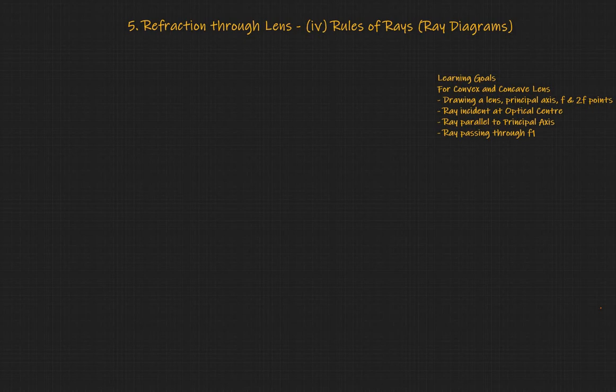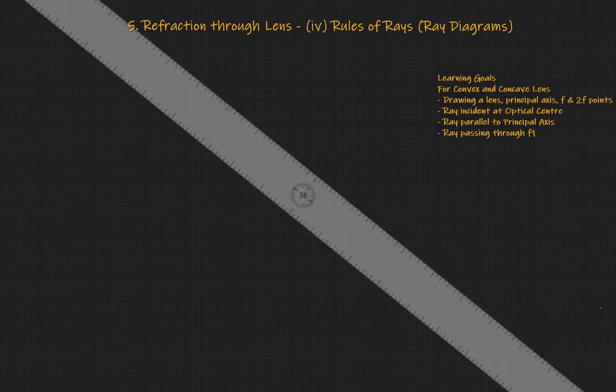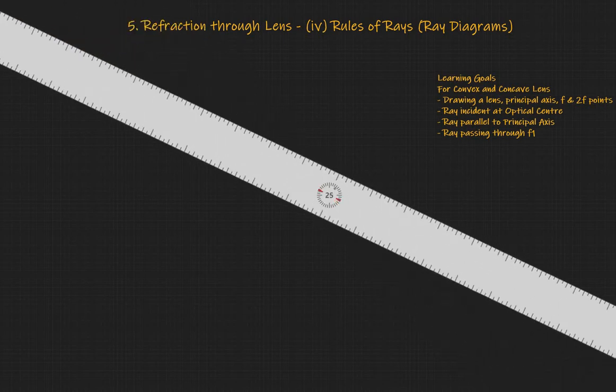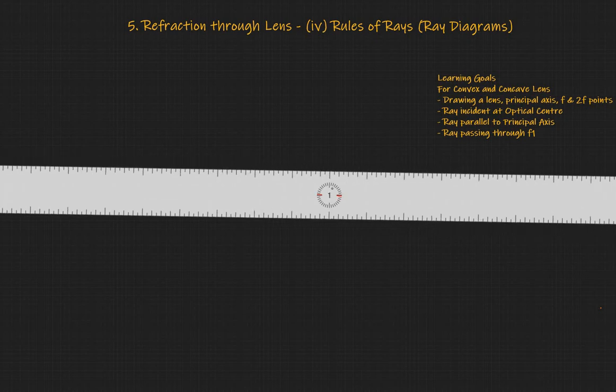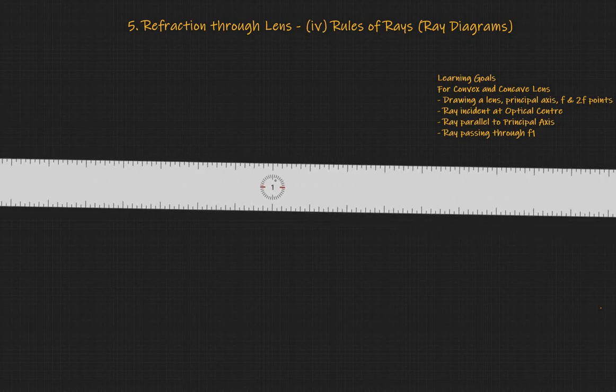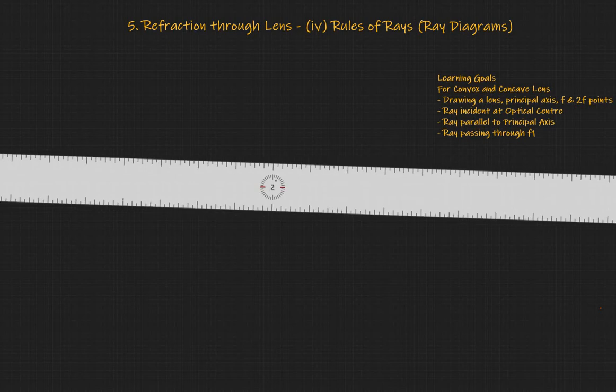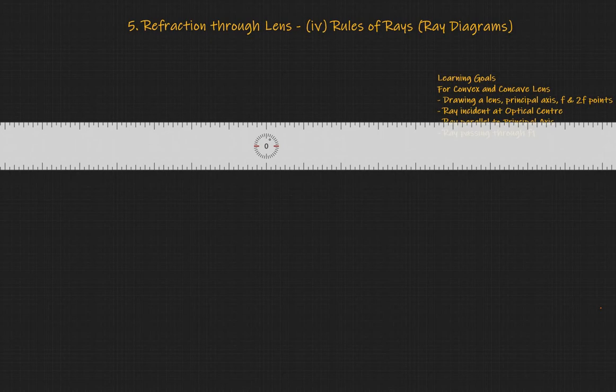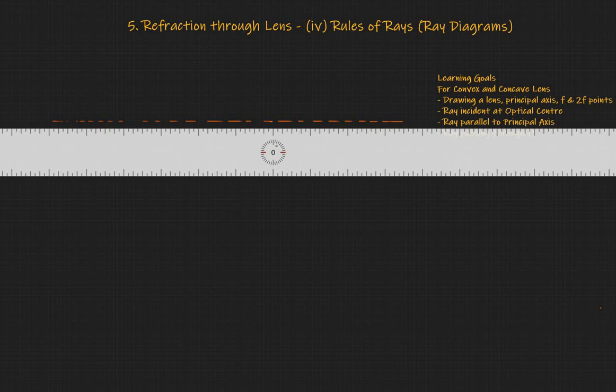All right, so the first one is, whenever you draw a ray diagram, it's always important that you use a scale and pencil. So let's use that to draw our convex lens and concave lens. First thing is, it's always a good idea to draw your principal axis. So let's draw the principal axis, and let's also mark the optical center. So the optical center would be somewhere here, let's say.